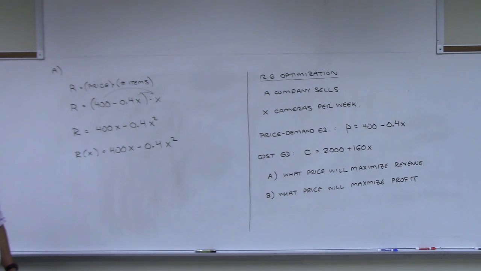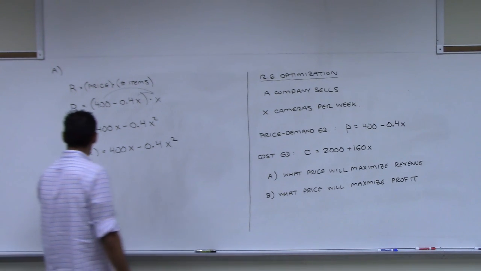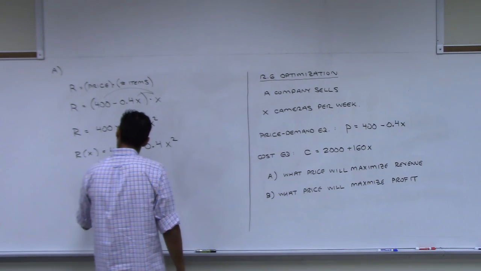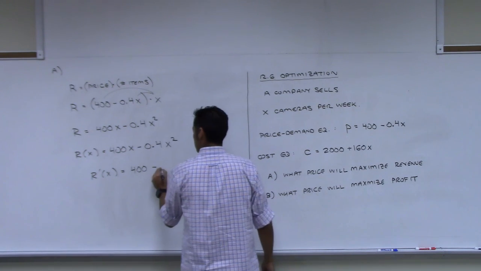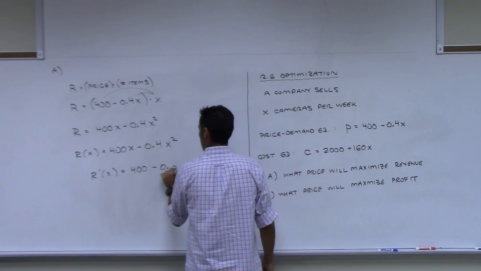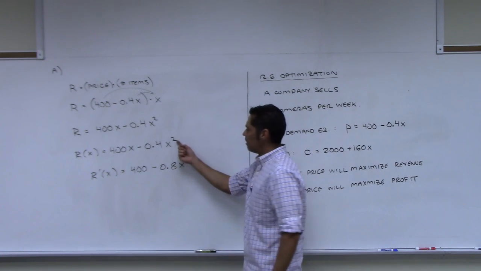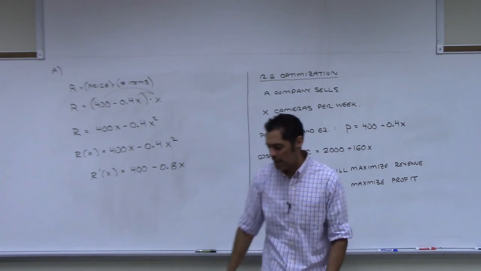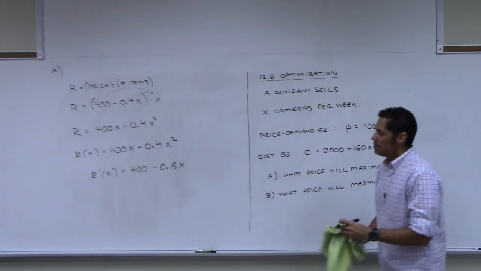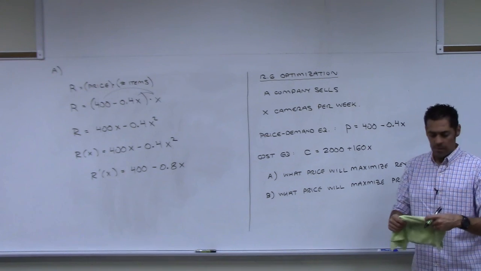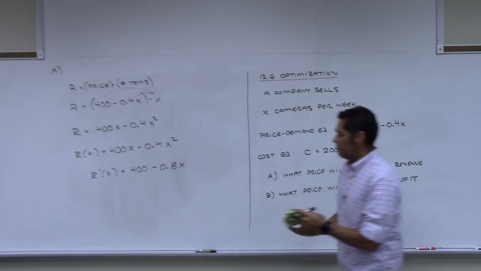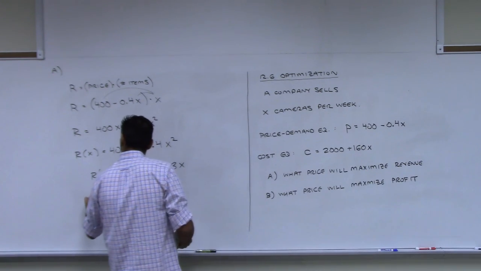With me? So take the derivative, right? What's the derivative of this function? 400 minus 0.8x. So you bring the 2 down, multiply it times 0.4, you get 0.8, and it's subtracted. So that's my derivative function. What am I supposed to do with that derivative? Set it to 0, right? So now I take this, set it to 0.